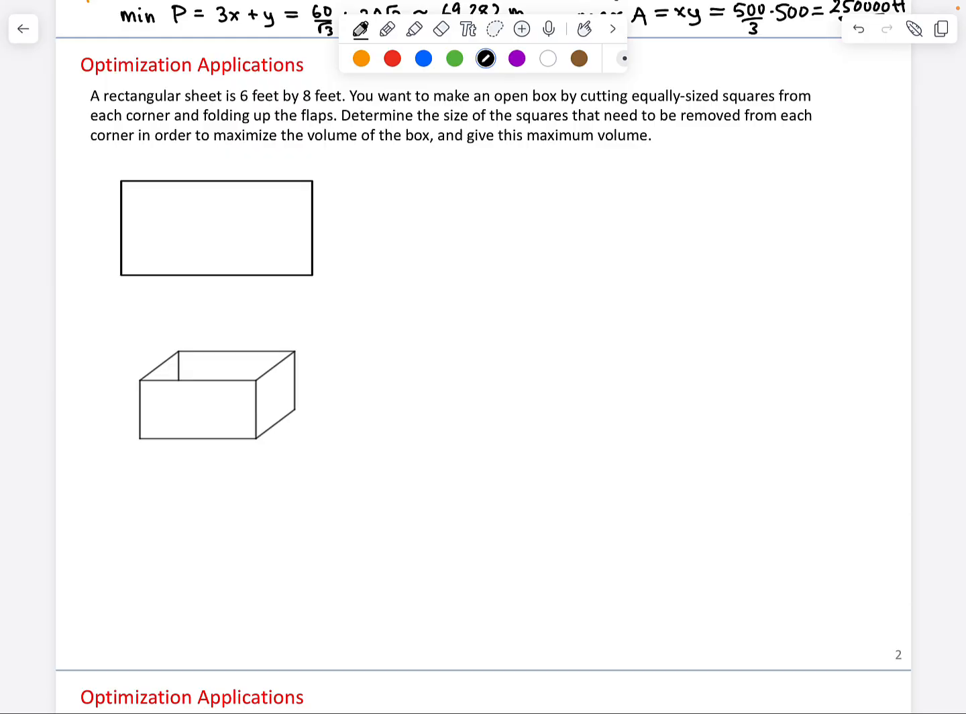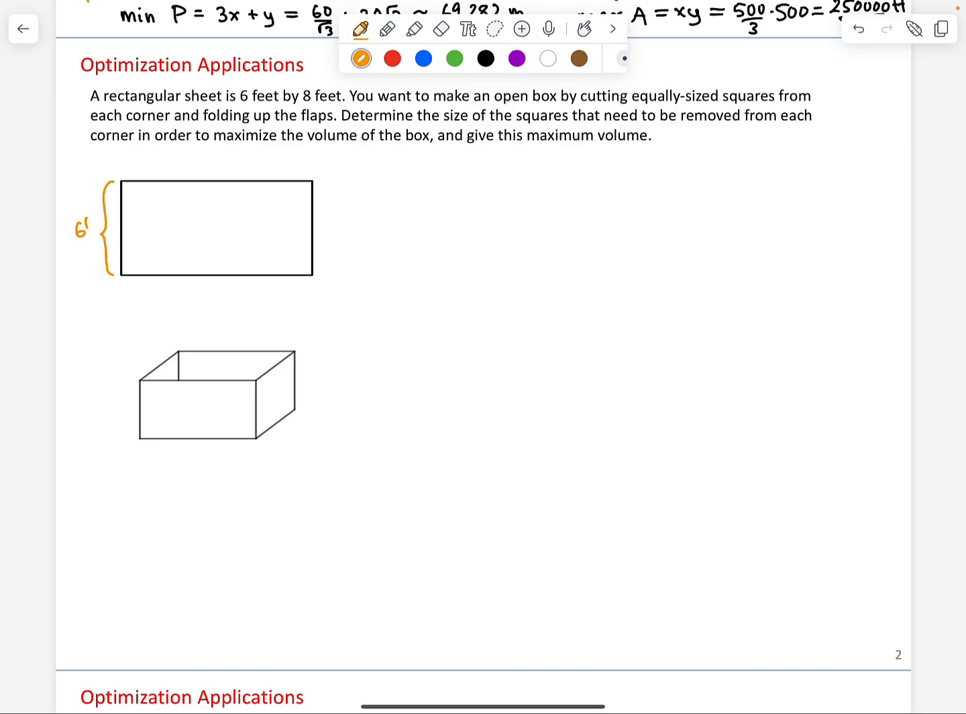A rectangular sheet is 6 feet by 8 feet. You want to make an open box by cutting equally sized squares from each corner and folding up the flaps. Determine the size of the squares that need to be removed from each corner in order to maximize the volume of the box and give this maximum volume.